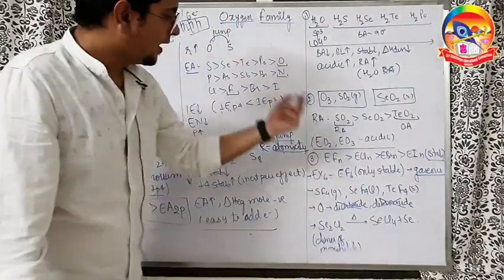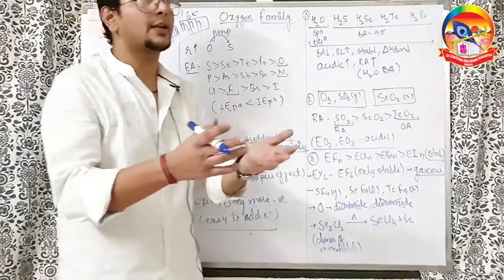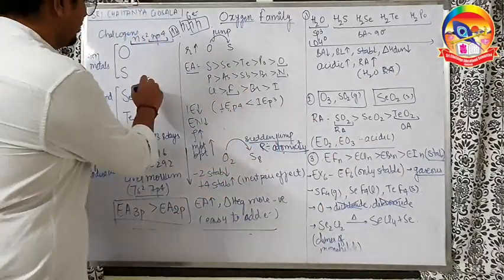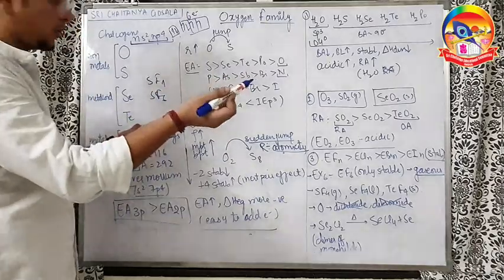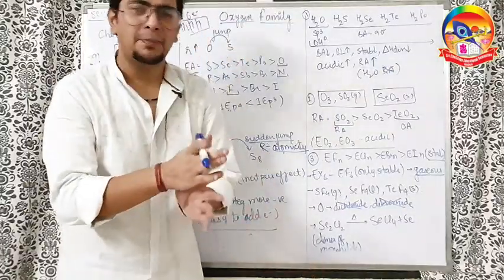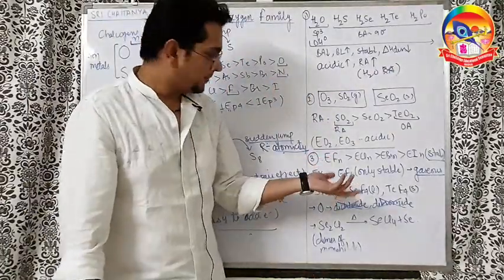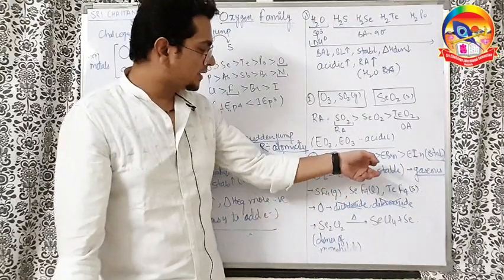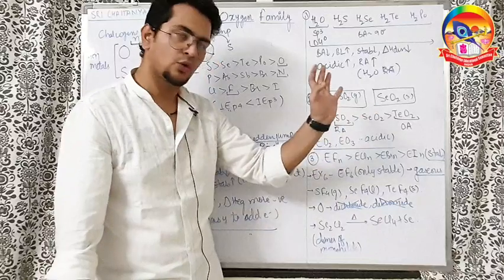Going ahead, talking about their halides, EFn. So we can get, for example, SF4. Are you able to get it? SF4, SF6. This kind of many compounds are possible. So monohalide, dihalide, tetrahalide, hexahalide, all of them are possible. So whatever you take, fluorides will be more stable than chlorides, than bromides, than iodides. So basically this kind of stability order is followed always.